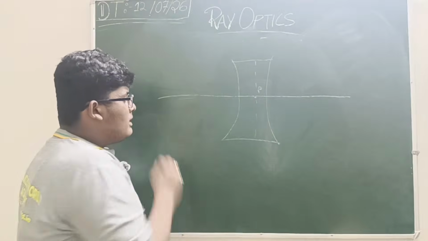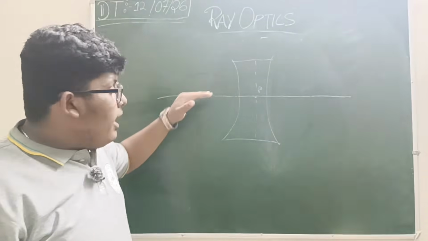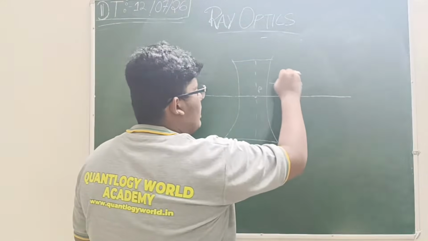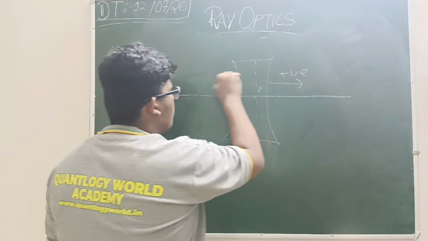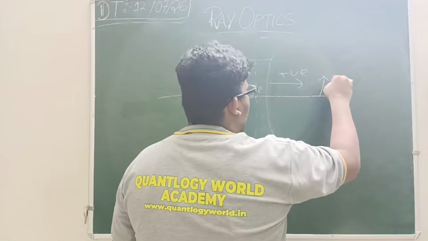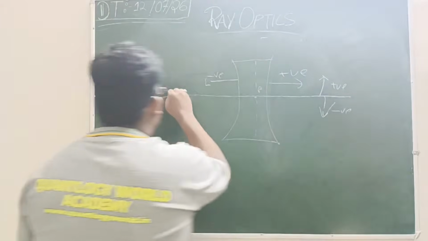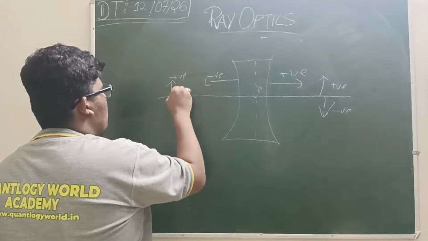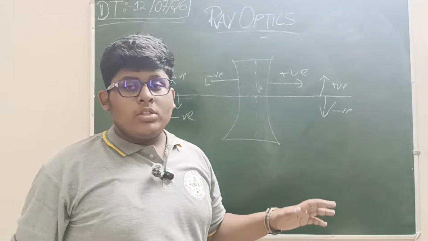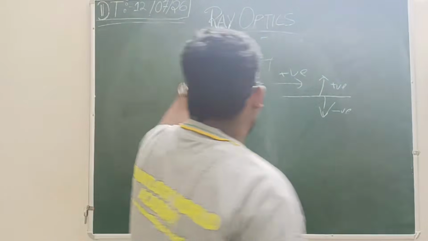Same as principal axis, anything that lies above the principal axis is positive, and anything that lies below the principal axis is negative. So sign convention is like this: positive, negative, positive, negative. This is positive, this is negative. Okay, this is the sign convention for concave lens.